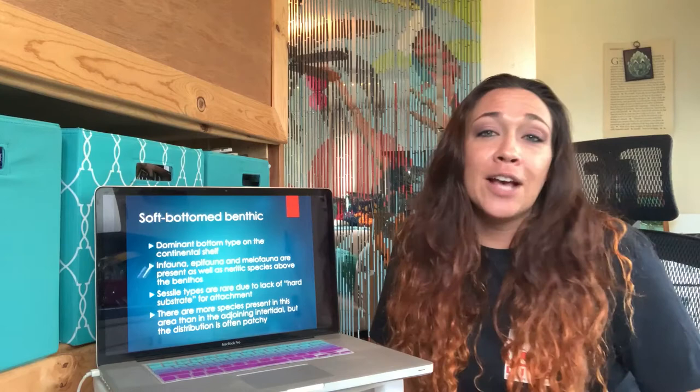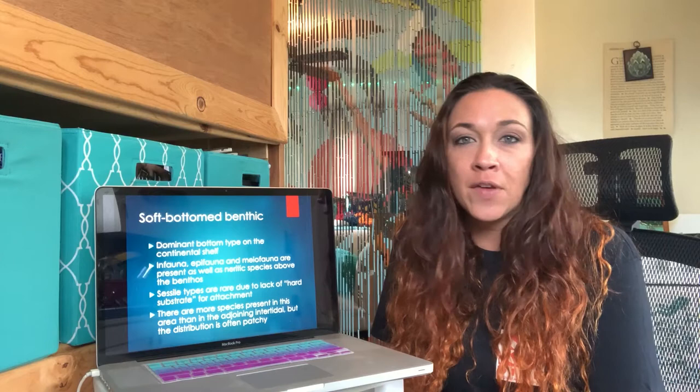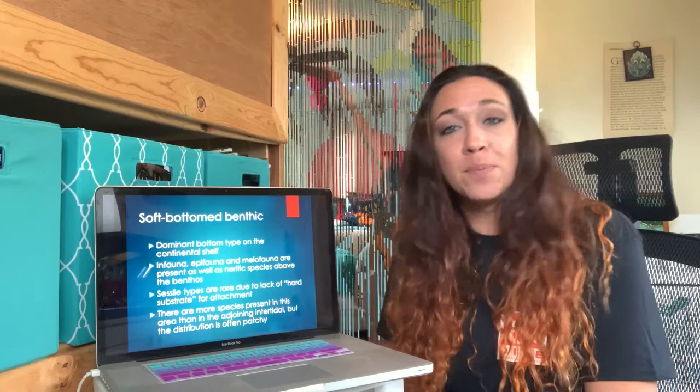So you do have a lot of different organisms, and the variety is pretty good in these soft bottoms, but it's kind of limited, again, to the types of organisms that you're going to have. So you'll have several different crab species, but they're all still just crabs, right? You don't have crabs and barnacles and lobsters, right? Because they all need some kind of place to hide.